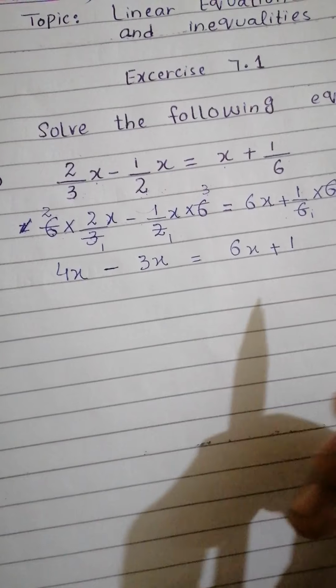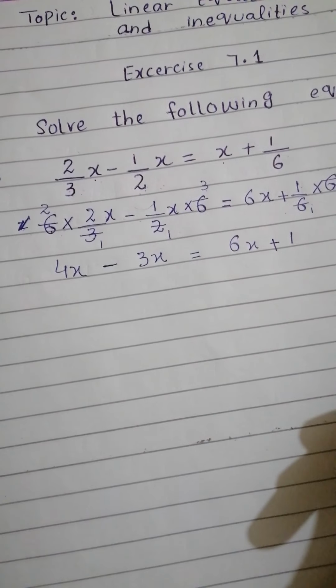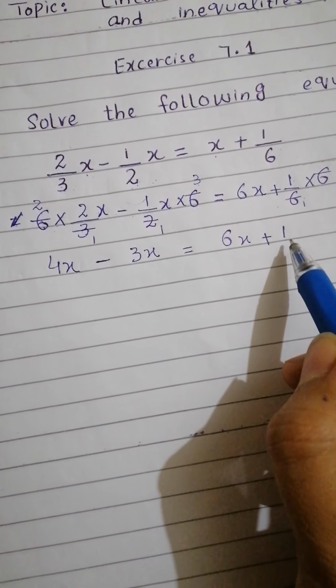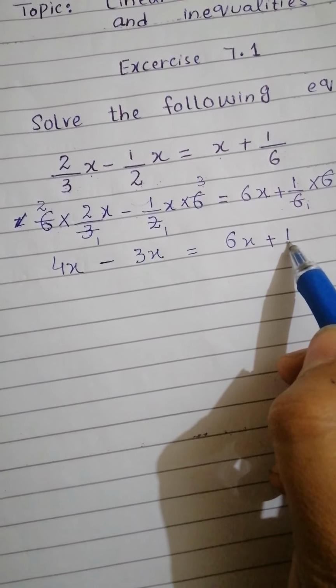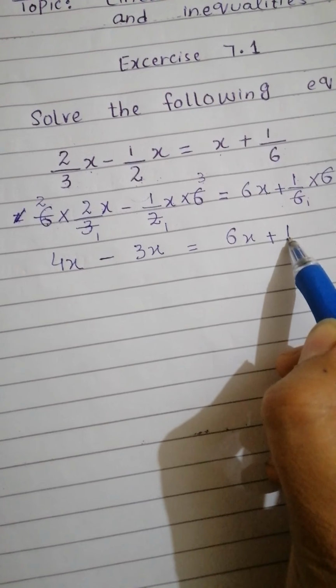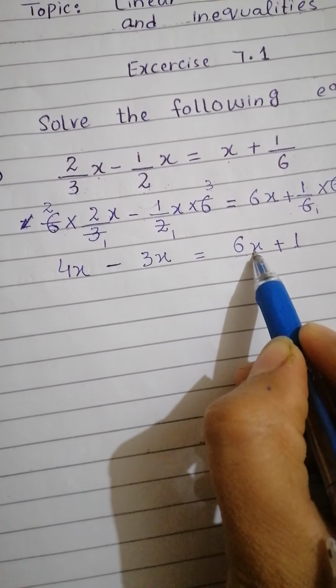Like terms mean all variables on one side, and constant terms on the other side. Constant term means where no variable is involved. For example, here 1 is a constant क्योंकि इसके साथ x, y, z कुछ भी नहीं लिखा हुआ. So this is a constant term, and these are variables.